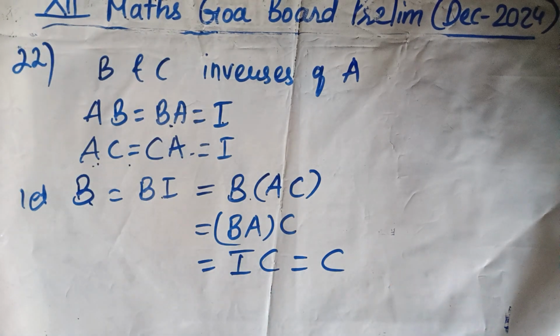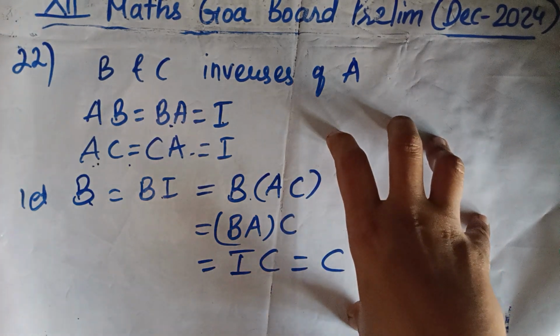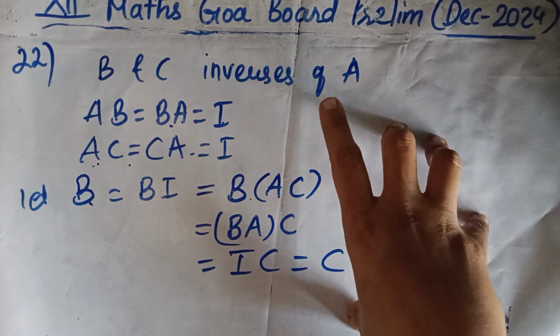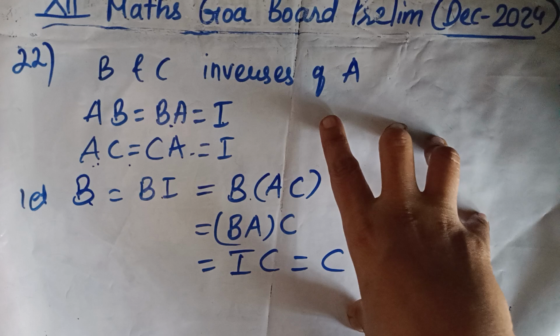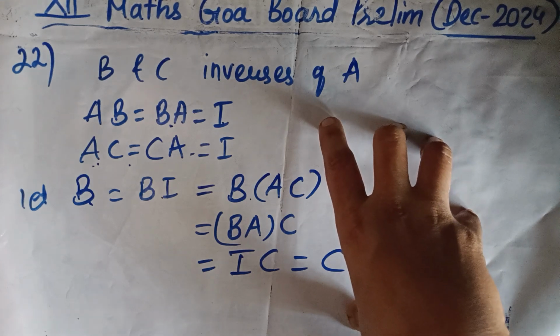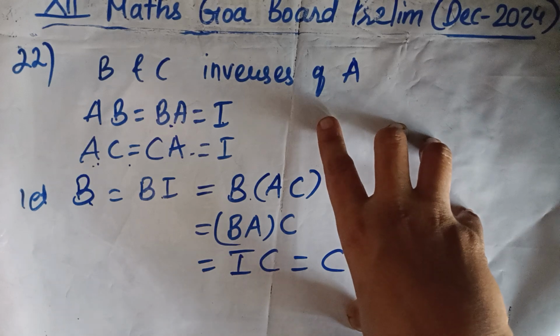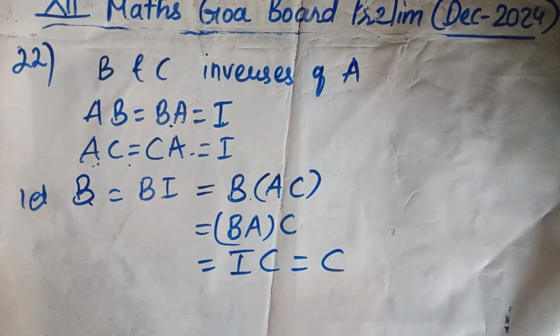Okay, unique inverse. I have done this proof in detail during the chapter on matrices and determinants. Inverses are covered in determinants, so you can go there and check the detailed proof. I'll link that chapter in the description.